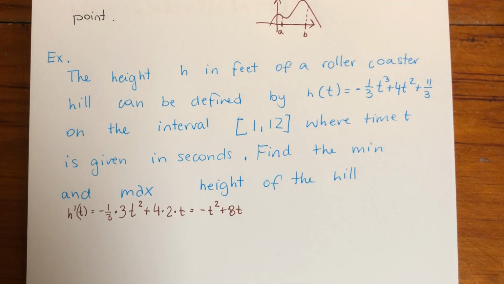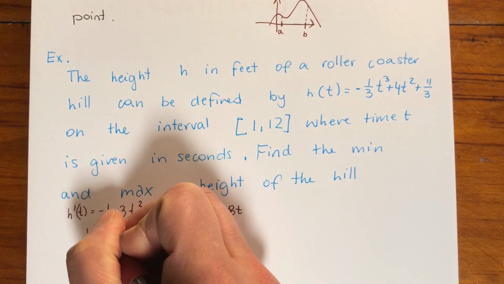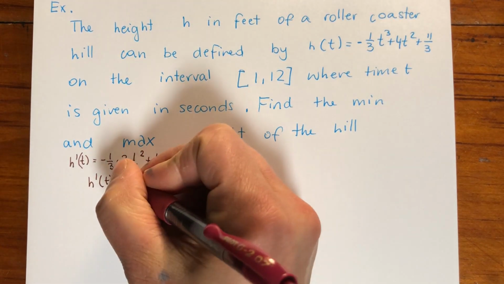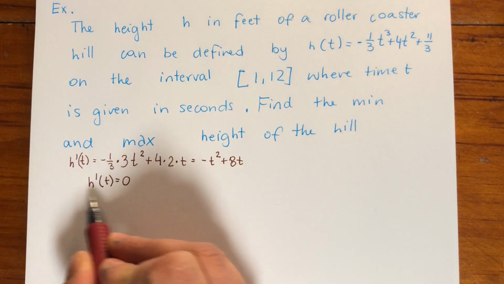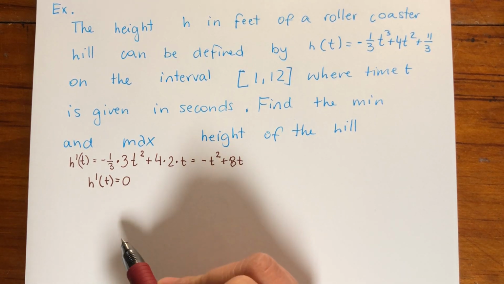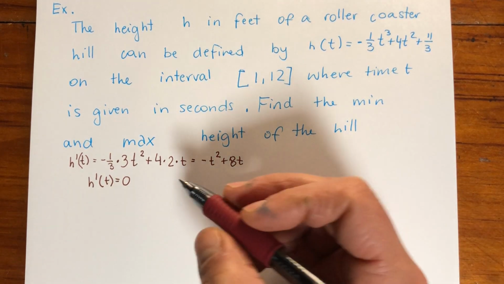Now, if we want to find the critical points, we need to take that derivative and make it equal to 0. All right, so this is the step that you want to remember. You will take your derivative, and wherever the derivative is equal to 0, that is going to be your critical point.